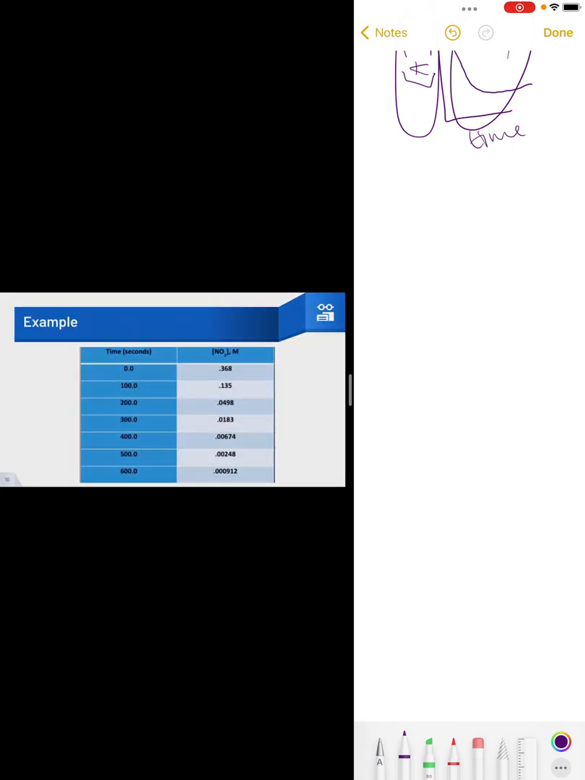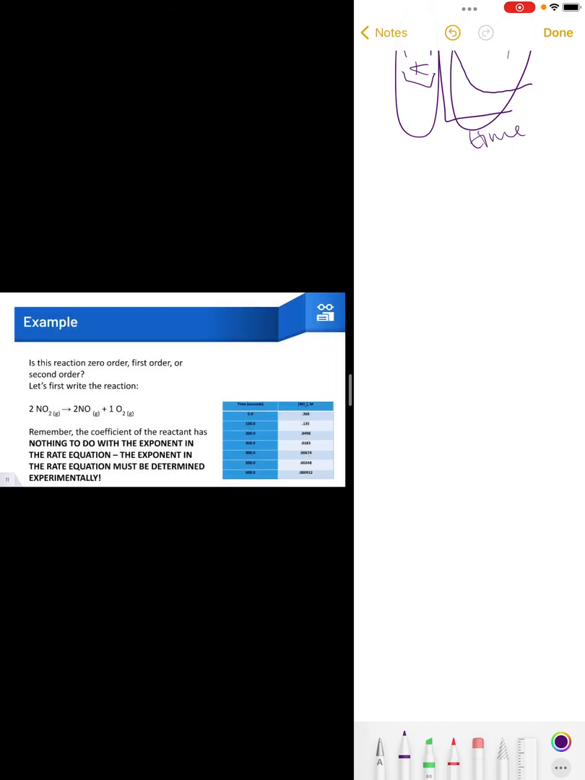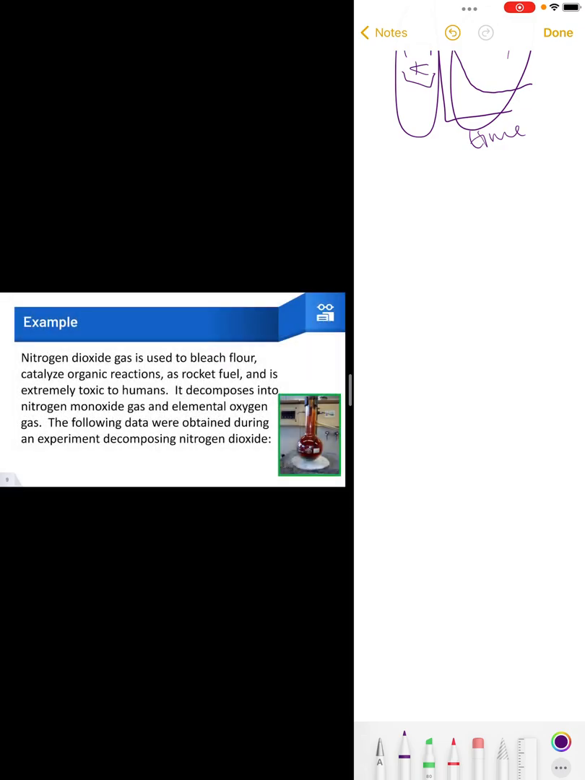So we have a data table we'll come back to. Hopefully it'll let me go backwards, we will see. First, we have this reaction. So I will always give you that reaction on the test. And the first thing that it wants me to do is figure out if it's zero order, first order, or second order. So let's see if it'll let me go backwards.